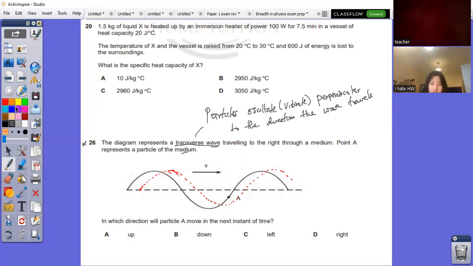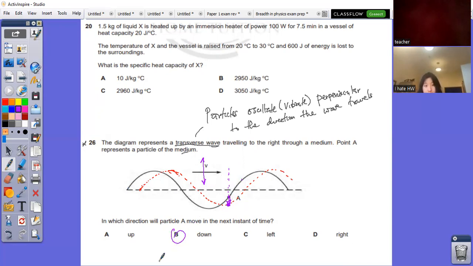It's going this way. So it's a transverse wave. So how will the particles be moving? They'll be doing this. So where will this particle be next? Down, here at that position. So it can't move to the left. It's only going to be moving up and down like that. Likewise, any particle here will just be moving up and down as the wave passes through. So we can see that particle A in this instance is moving down. So the answer is B.